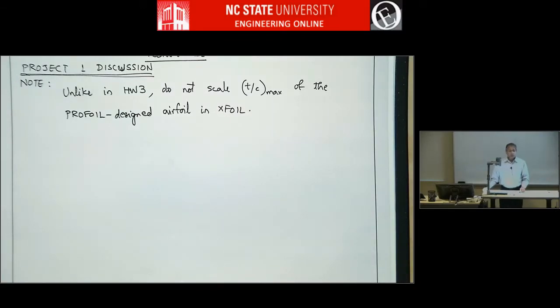In homework 3, you had some given airfoil, and you were scaling the T over C to create long chord airfoils, small chord airfoils. Here it's a little different. Here you get control over T over C inside profile itself, and that's the way I'd like you to control T over C. So once you take an airfoil from profile, don't rescale the thickness in Xfoil. The final airfoils that you submit, the thickness should be what is designed in profile. It shouldn't have been rescaled in Xfoil.